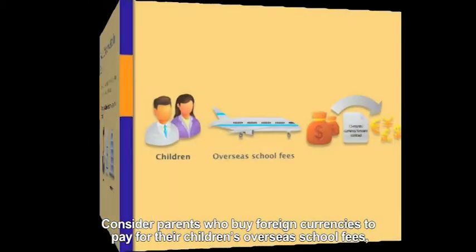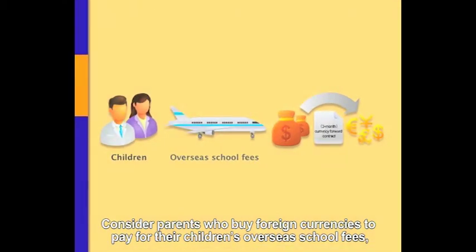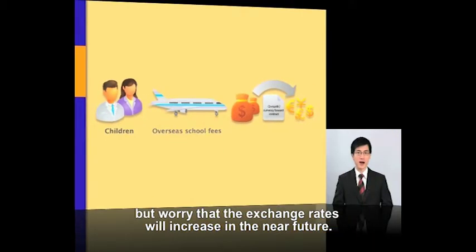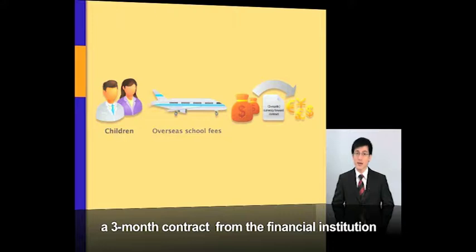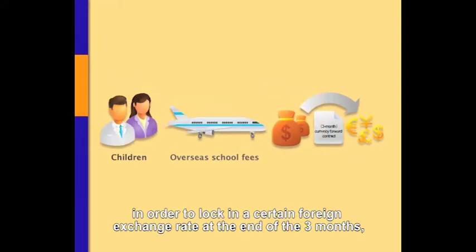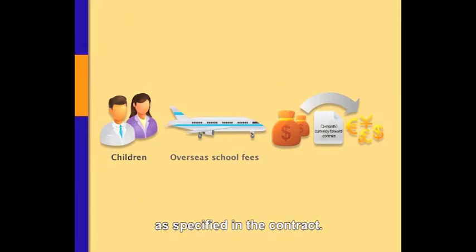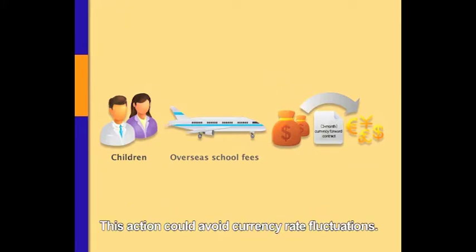Consider parents who buy foreign currencies to pay for their children's overseas school fees, but worry that the exchange rates will increase in the near future. Therefore, they can buy a currency forward contract, perhaps a 3-month contract from the financial institution, in order to lock in a certain foreign exchange rate at the end of the 3 months, as specified in the contract. This action could avoid currency rate fluctuations.